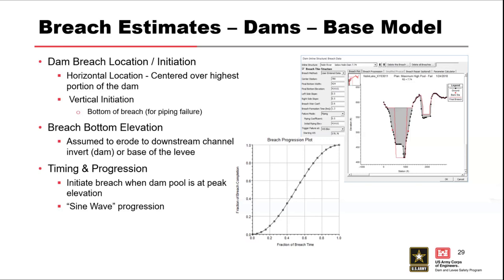We use a sine wave progression, so it develops a little slower at the beginning, picks up the pace, and then when it starts to get the full breach width, it slows down a bit. That's connected to the amount of head we'd expect in the pool. When the pool starts dropping, you have less driving head, so you wouldn't expect the breach to be developing as fast. So we use a sine wave.